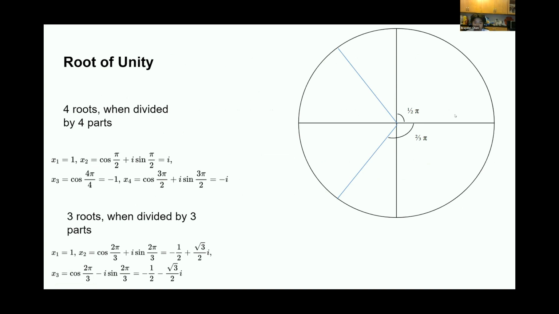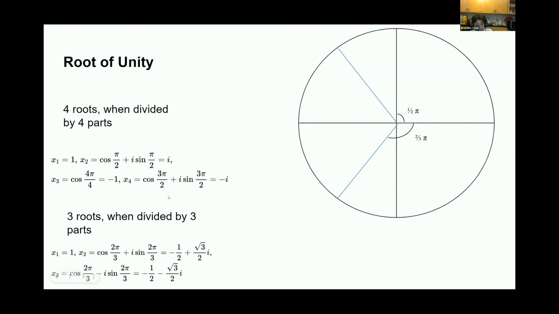This is where we use root of unity. As you can see in this figure, there is a circle divided into 4 parts and also divided into 3 parts. So root of unity is finding the angles. We all know that this angle, because it's split into 4 parts, is 90 degrees, a right angle. We could also express it as half of pi. And the other angle, where the circle is cut into thirds, you can express as 2/3 pi.